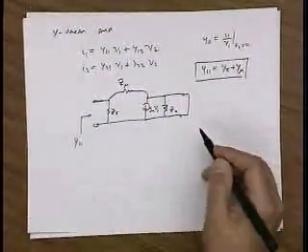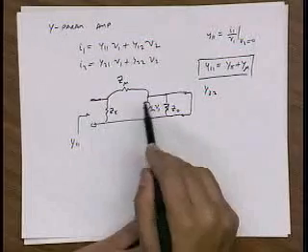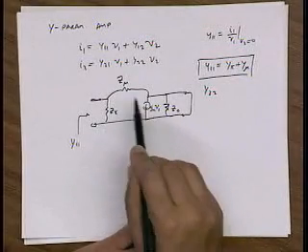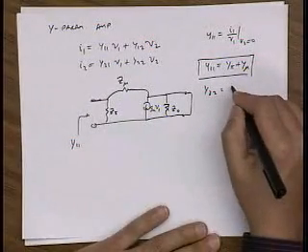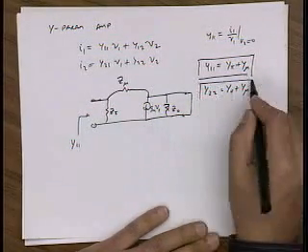Okay? And likewise, if I do the same thing on the output, if I short the input, the generator goes to 0, and I have Z out and Z mu in parallel. So Y22 is Y out plus Y mu. Admittances add.